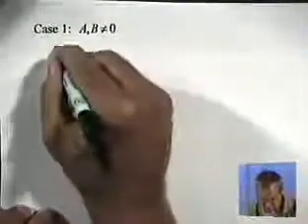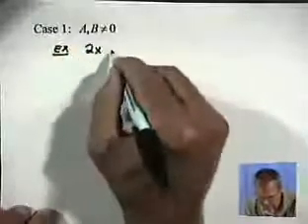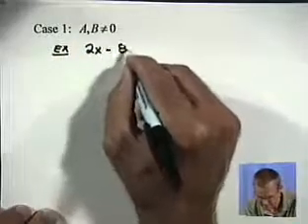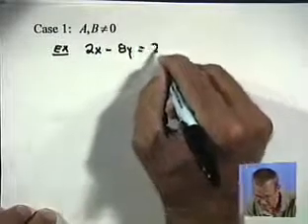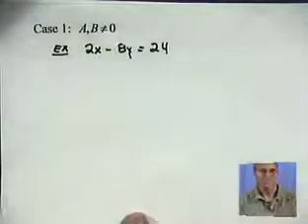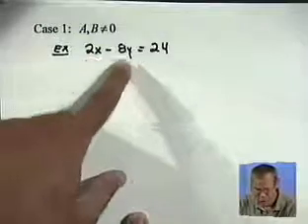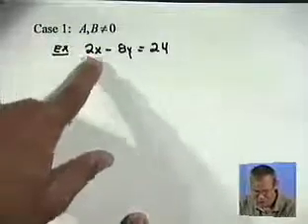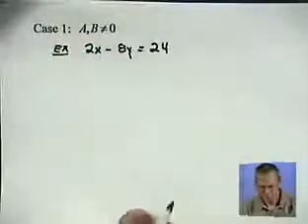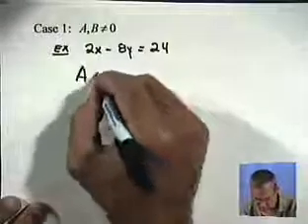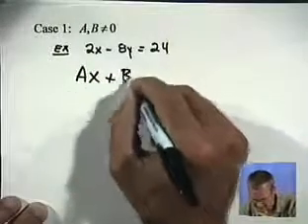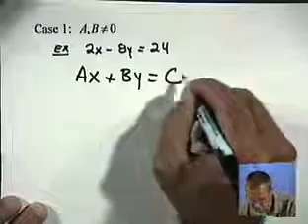An example might be 2x minus 8y equals 24. There would be an example of a linear equation in standard form such that a and b are both non-zero. So let me go back to the basic linear equation in standard form.